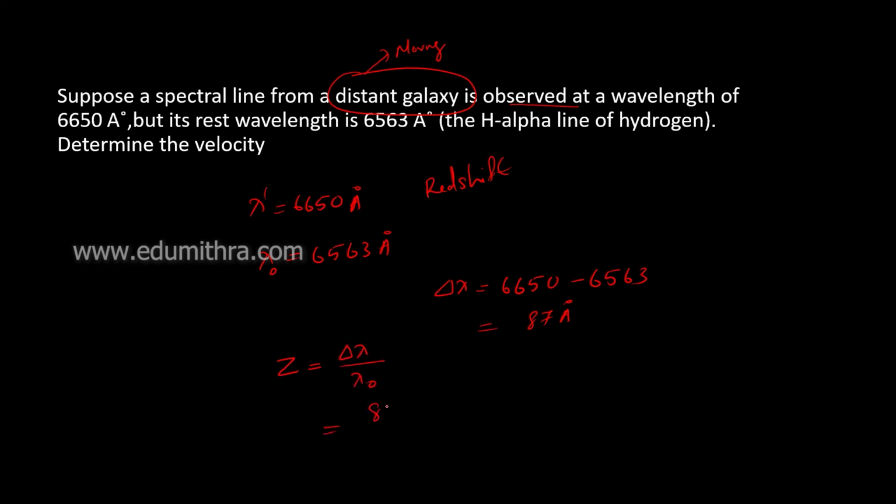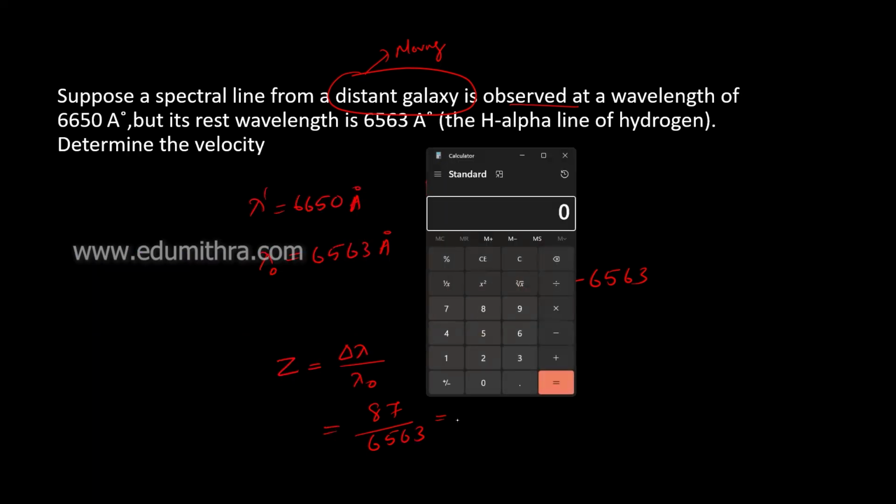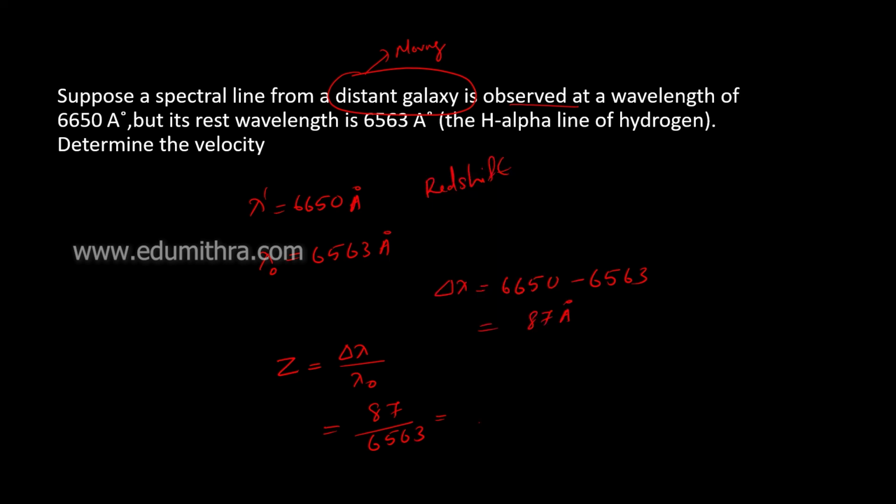That means 87 divided by 6563. Can somebody calculate and tell me the value? Or I can take the calculator. 87 divided by 6563. Yeah, I got it as 0.0132. Okay, I am taking only 0.013. So this is the redshift.